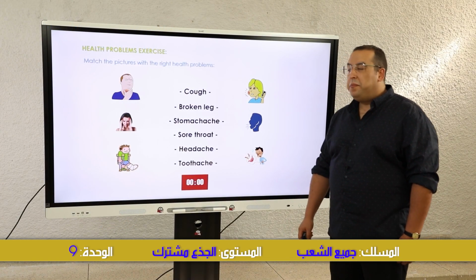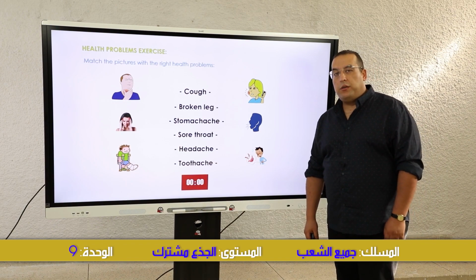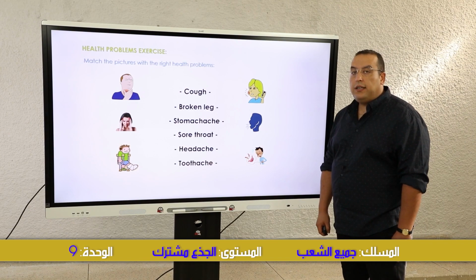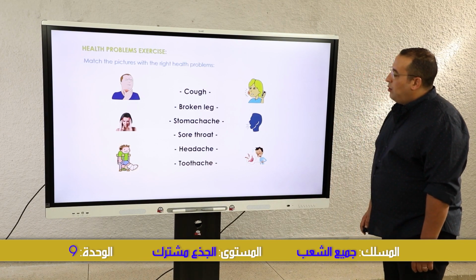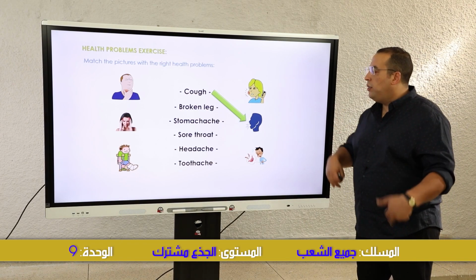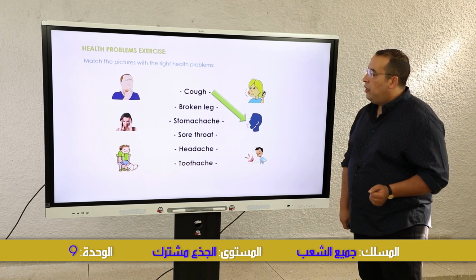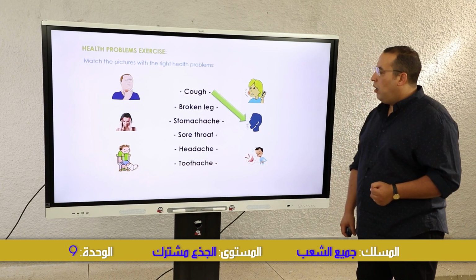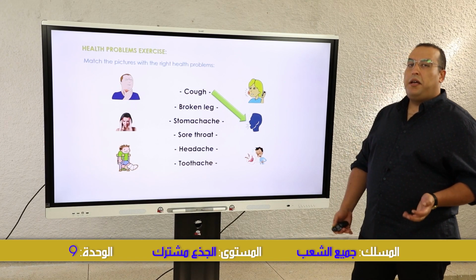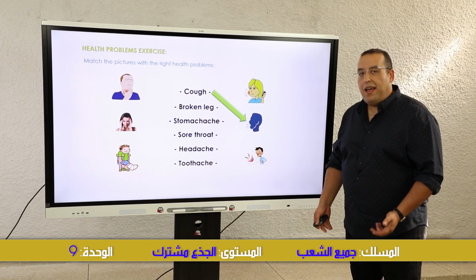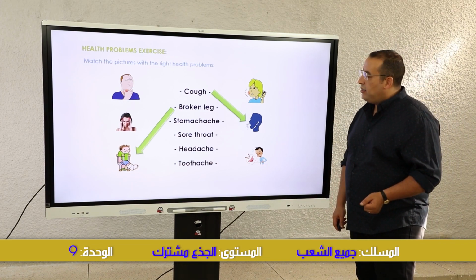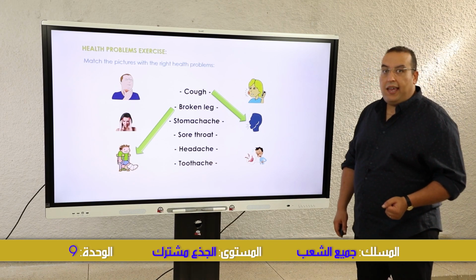So, time's up. Let us see the correction for this matching activity. So, the first health problem is cough. And cough is this. So, when you have a respiration problem and you make this harsh sound, we call it cough. Next health problem is a broken leg. Again, the body part is leg and it is broken. Broken leg.